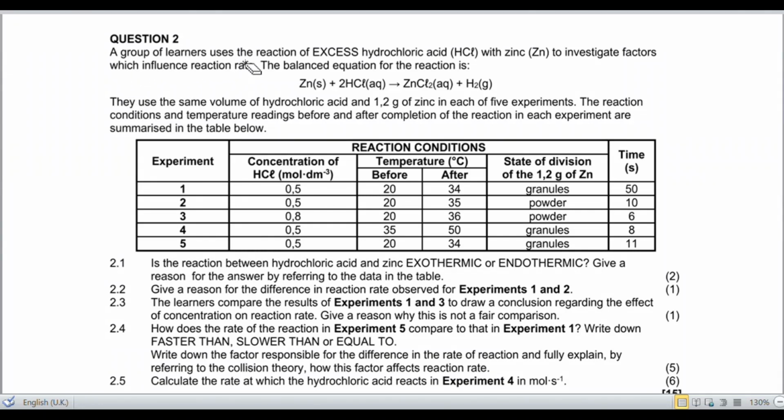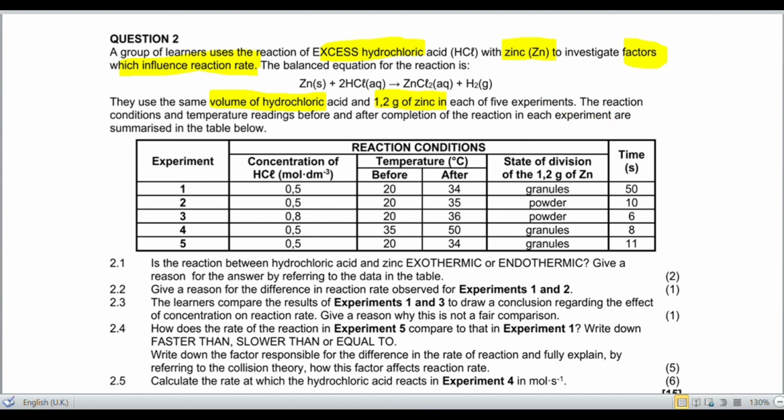A group of learners uses the reaction of excess hydrochloric acid and zinc to investigate factors which influence the rate of reaction. The rate of reaction is the dependent variable, sorry. The balanced equation is given. They use the same volume of HCl and 1,2 grams of zinc in each experiment.